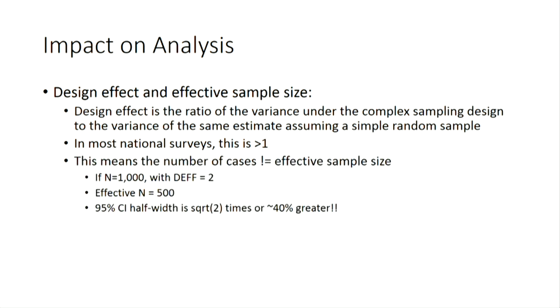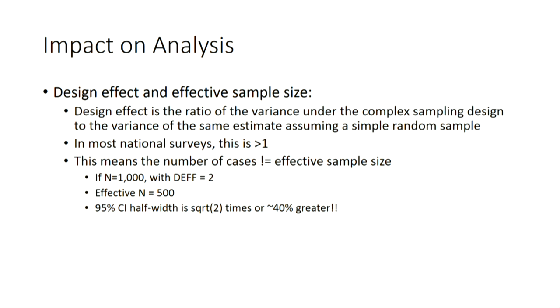And the effect of that is that the number of cases in the data set is not equal to your effective sample size. So for example, if you have a data set where you identify 1,000 people from the population that you're interested in, but because of clustering and because of using sampling weights in your analysis, you have a design effect of 2, which is not an uncommon design effect on the surveys that I've been part of designing. Usually the design effect is somewhere between 1.4 and 2.5, sometimes a bit closer to 3. So 2 is not an unusual number.